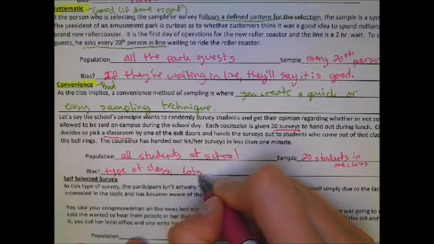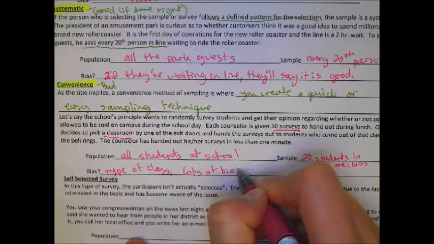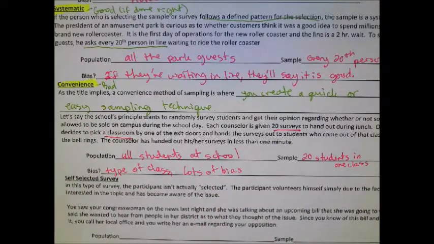There's lots of bias there. The type of class, maybe they're all kind of under the same opinion because it could be like an AP bio class, so everyone has that kind of mindset, or it could be a videography class, so everyone likes to take video, so all those people could have a similar opinion. It's not a very good selection to see what everyone thinks.